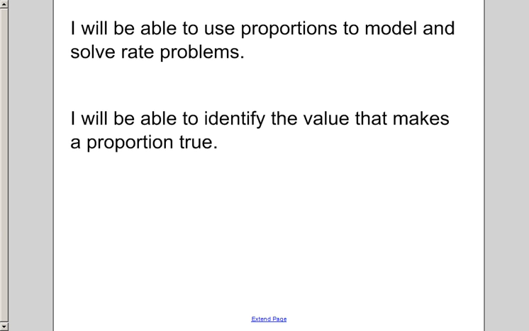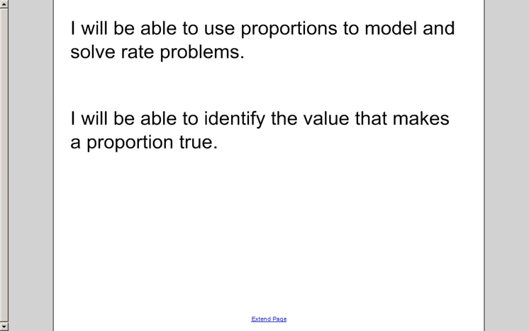Hi, mathematical thinkers. We are continuing with our lessons on rates and ratios and proportions. And today I will be talking about lesson 8.2, how we solve rate problems using a proportion.